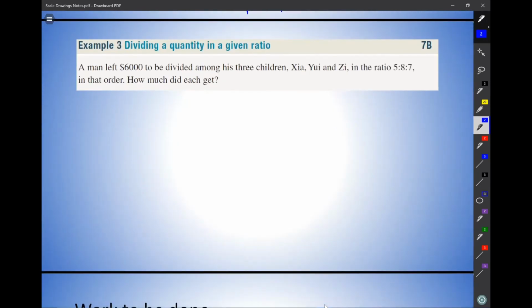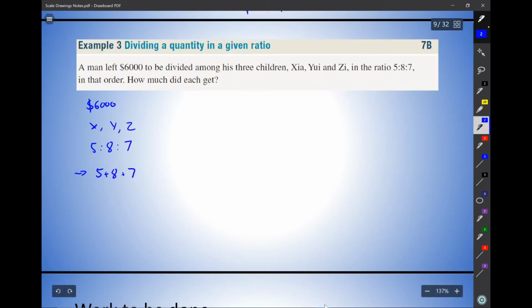This process can work even when your ratio has more than 2 parts. Okay, so let's have a look here. You've got $6,000 being divided amongst 3 kids, X, Y, and Z, and they get them in the ratio 5 to 7 to 8. So first we work out the total parts. 5 plus 8 plus 7 is 20.